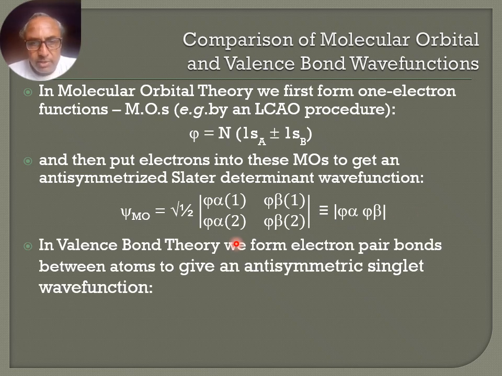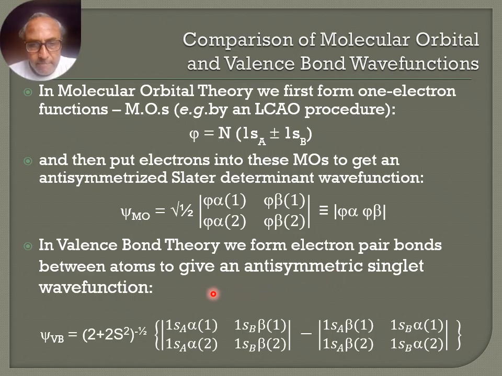In valence bond theory, on the other hand, we form electron pair bonds between atoms to give an antisymmetric singlet wave function, which can be written as a linear combination of two Slater determinants.